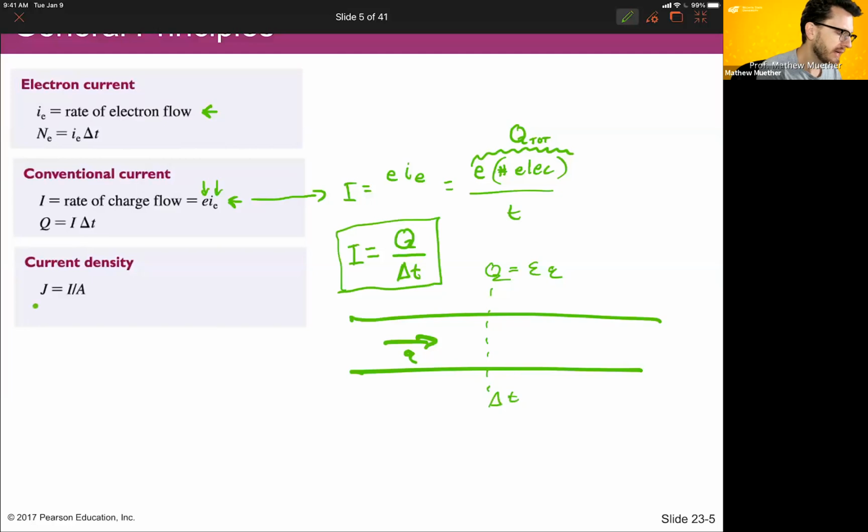One last definition is the current density that gets introduced in this chapter. We said that we always calculate the current flowing through some cross-sectional area. Well, I can take the ratio of the current to that cross-sectional area to get the current density. Okay, that's going to be how much current per cross-sectional area flows through this wire.